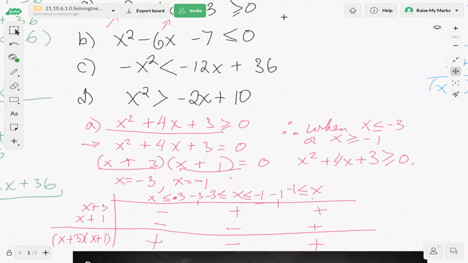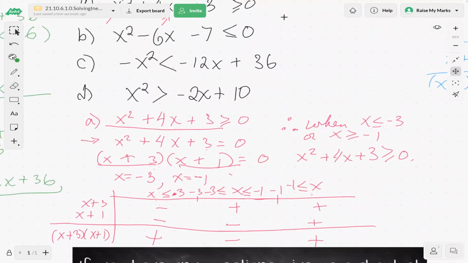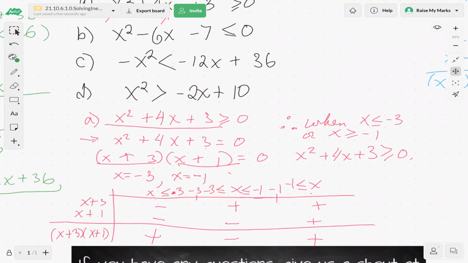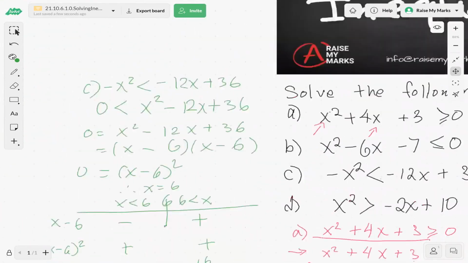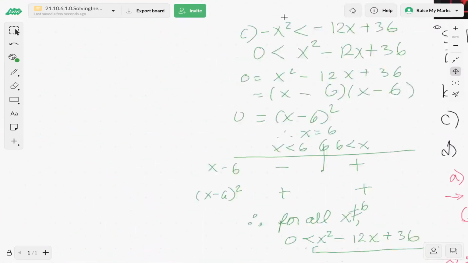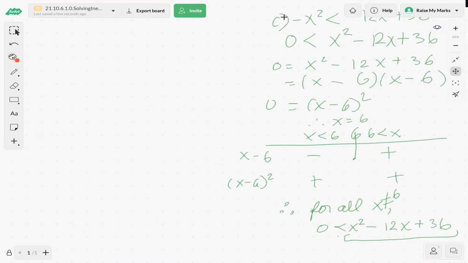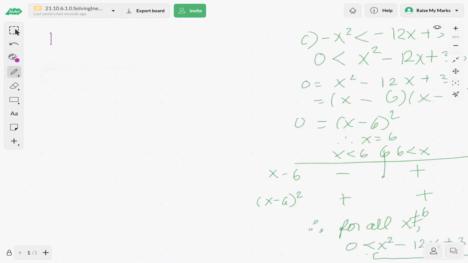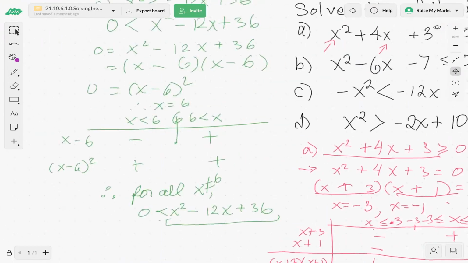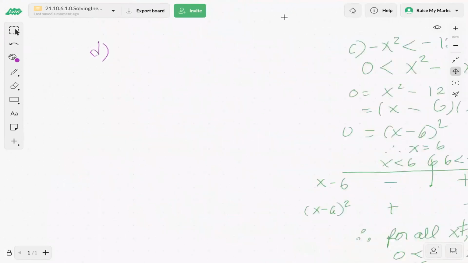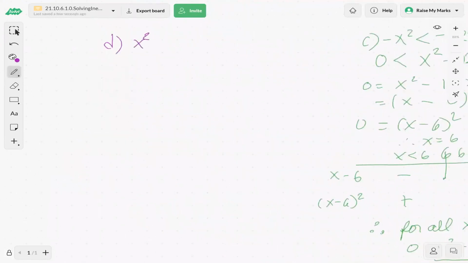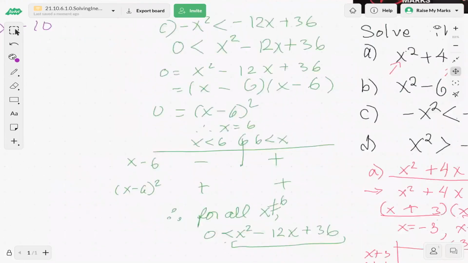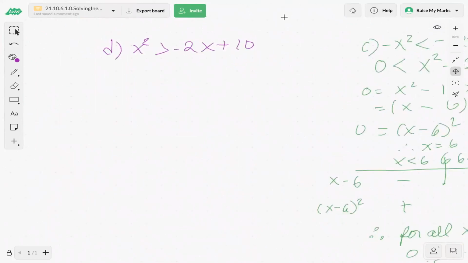Now last one, x squared greater than negative 2x plus 10. All right, let's find a spot to do this. I'm running out of space here. Okay, so how about over here? Let's pick another color, red. Let's go back, x squared greater than negative 2x plus 10. Let's just check. The memory's not so great today. Oh, I got it right this time.